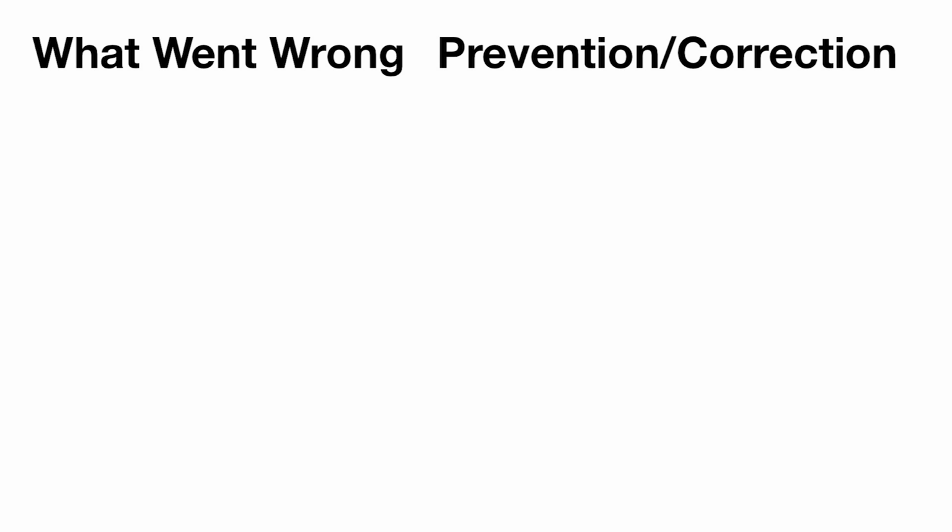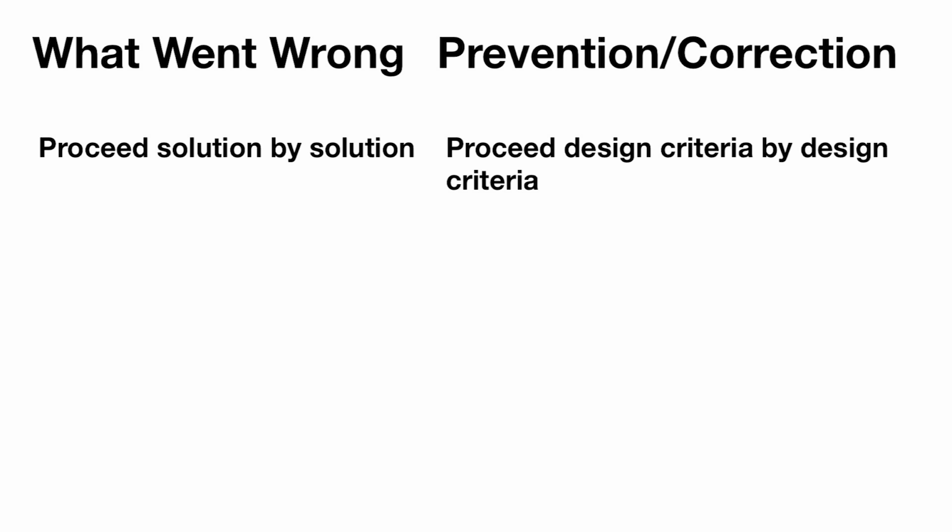One mistake teams make is that they proceed solution by solution when moving through their screening Pugh matrix. The proper way to do this is to move through design criteria by design criteria. This allows for less bias when completing the screening Pugh matrix.